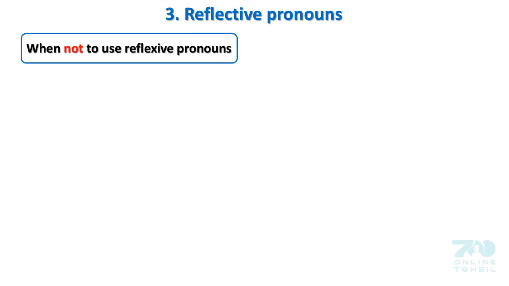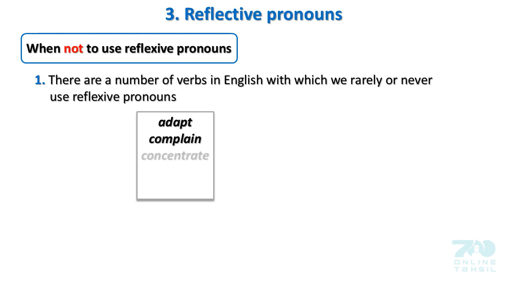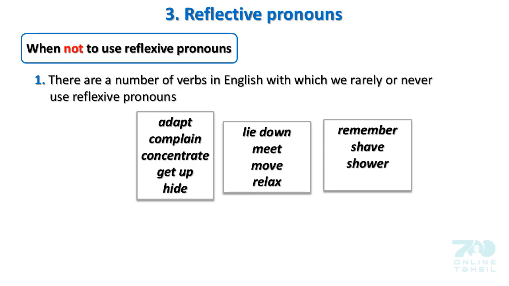When not to use reflexive pronouns. 1. There are a number of verbs in English with which we rarely or never use reflexive pronouns, as they are in other languages. They include adapt, complain, concentrate, get up, hide, lie down, meet, move, relax, remember, shave, shower, sit down.